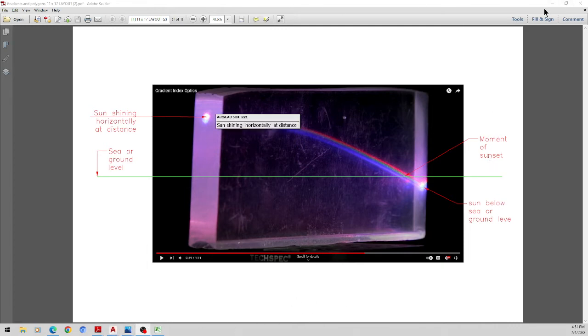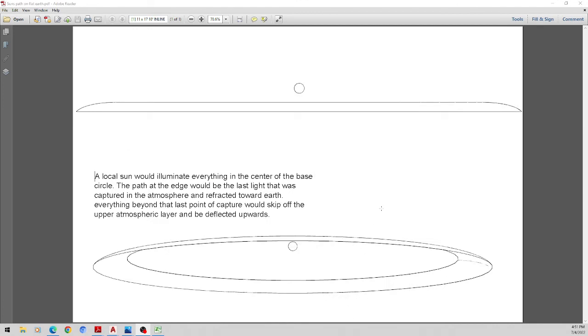Now I'm going to take us to this next slide. And this is just something I modeled up quickly in CAD, which would represent a sun above an atmosphere. This would be the top layer of the atmosphere. And that horizontal projection of light would reach its extremes.